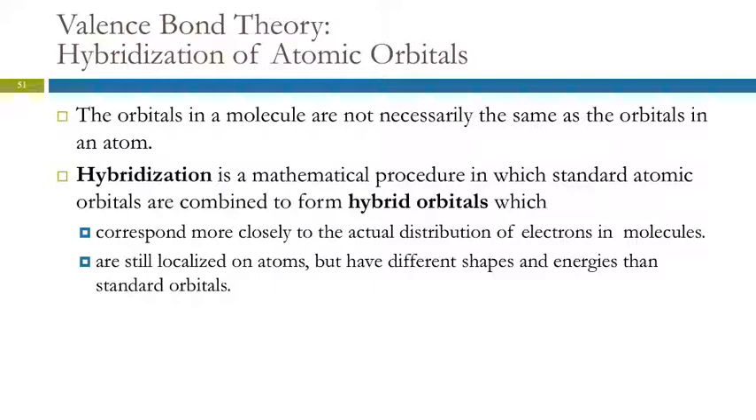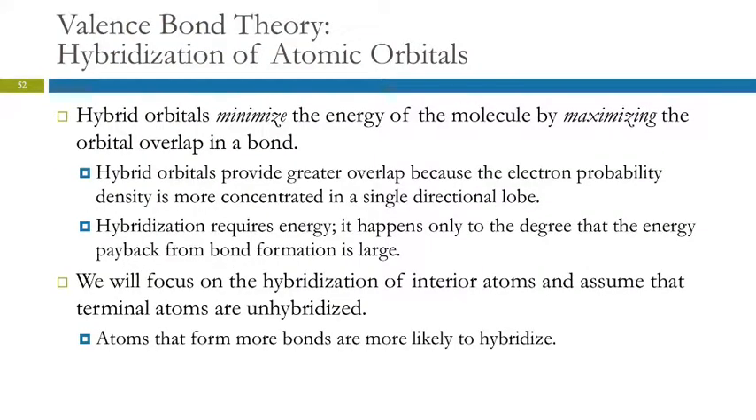We're still looking at these electrons and the hybrid orbitals as being localized on atoms, but the shapes are going to be different than standard atomic orbitals, and the energies are going to be different. So what hybrid orbitals do is they minimize the energy of the molecule by maximizing the overlap. So when those orbitals can overlap more, that's a lower energy.